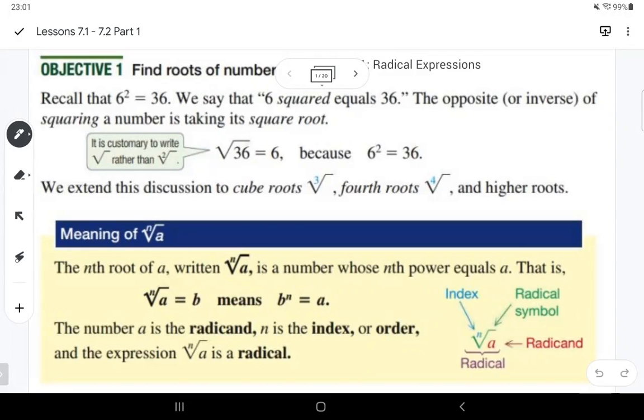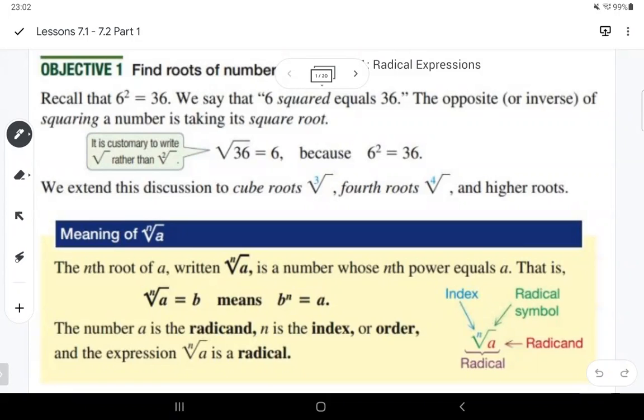So for objective 1 here, we have to find the root of a number. It says, recall that 6 squared equals 36. The opposite or inverse of squaring a number is taking its square root. So the square root symbol here, we know that it has a small little 2. It's just understood to be there because we write it in for all other roots. For example, cubed root has a little 3, and fourth roots and so on. So for the square root, we just don't write the little 2, mostly because we end up using the square root the most.